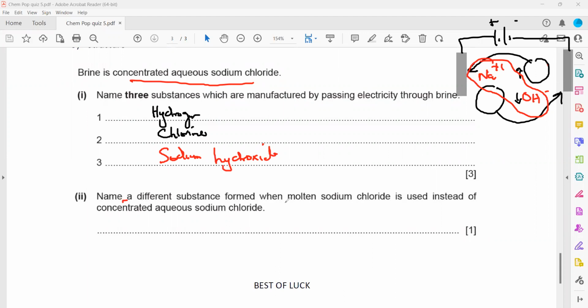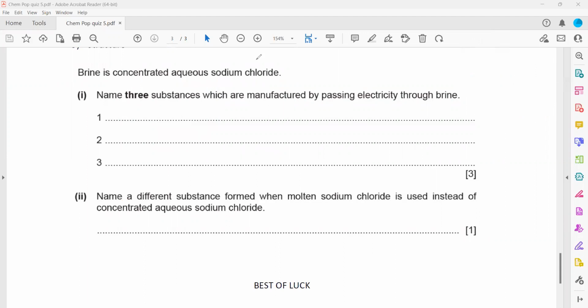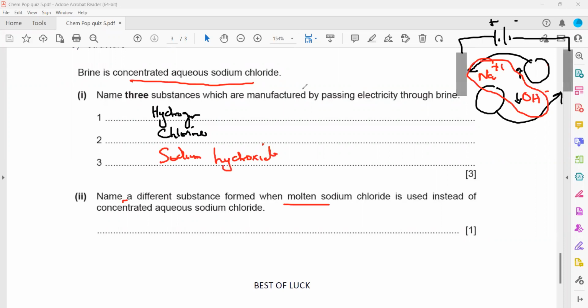Name a different substance formed when molten sodium chloride is used instead of concentrated. So this was for aqueous concentrated sodium chloride. But what if we have a molten substance? Like we have only sodium ions and chloride ions. So when we do electrolysis of the molten substance, how will the products or results be different? So there's a sodium ion and there's only a chloride ion.